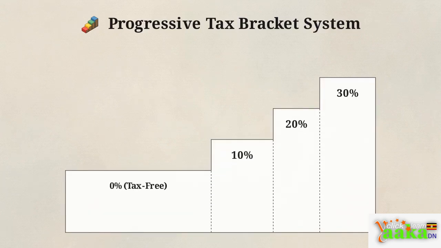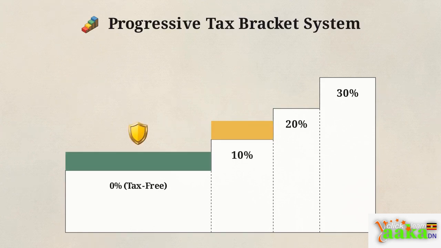Think of it like a staircase. As your income rises, you step up into higher tax brackets, but you only pay the higher rate on the specific portion of money that lands on that step. The money on the lower steps stays at the lower rates.